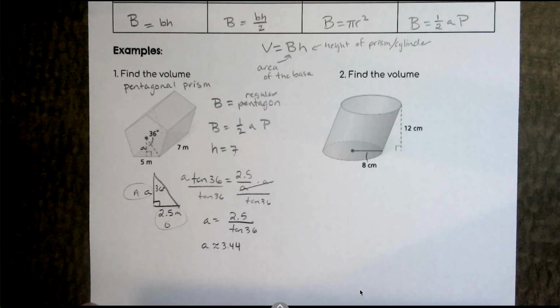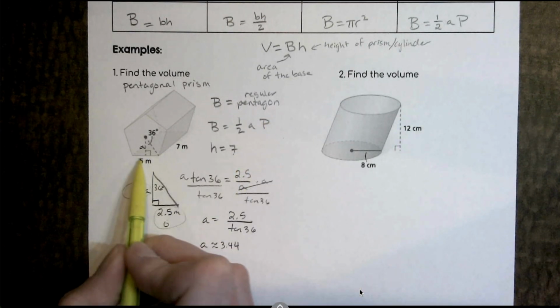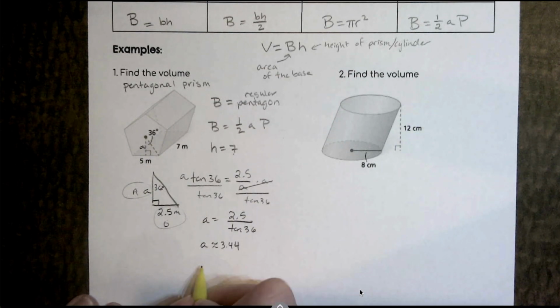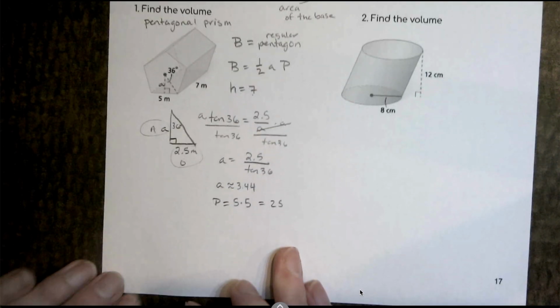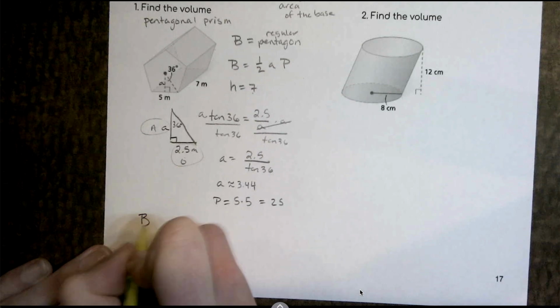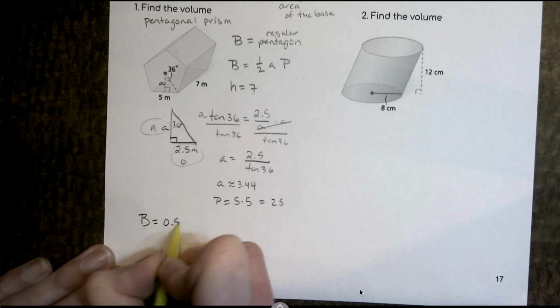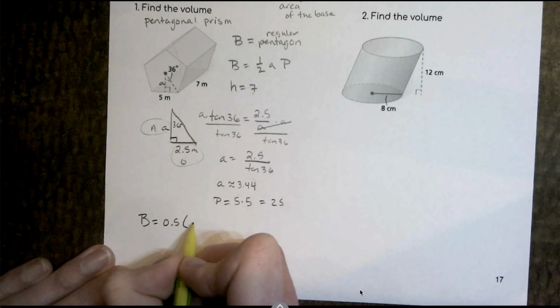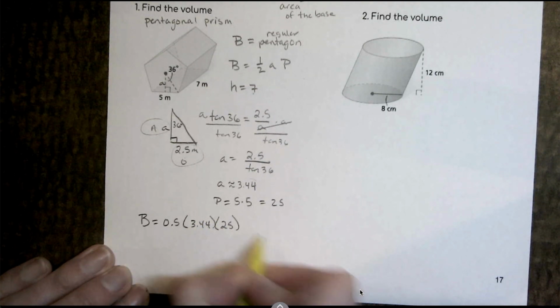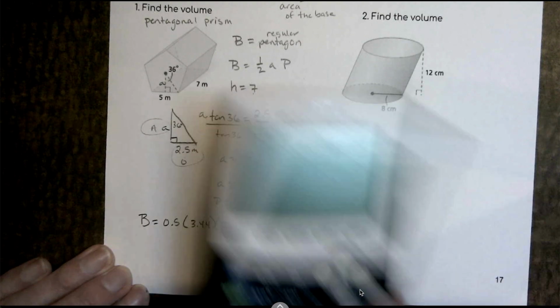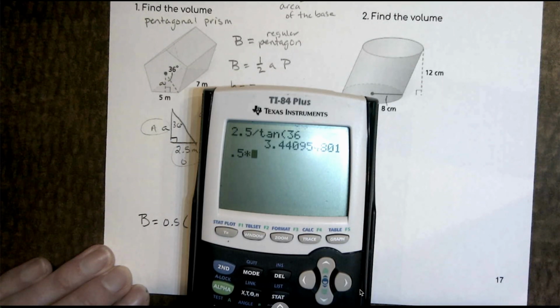Now the perimeter. We knew one side was 5, so our perimeter has 5 of those sides since it's a pentagon, which gives us 25. So my big B is 1/2, or 0.5, times the apothem, 3.44, times 25. I'm going to go ahead and multiply those 3. So 0.5 times 3.44 times 25 is 43.